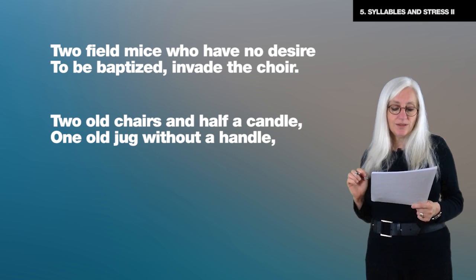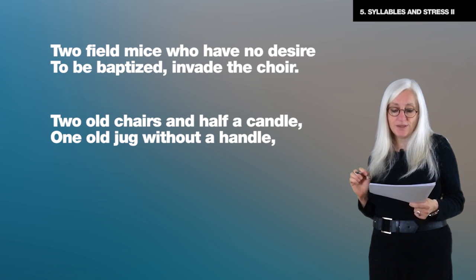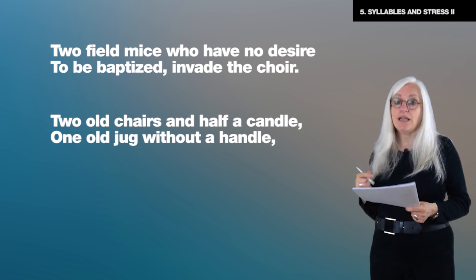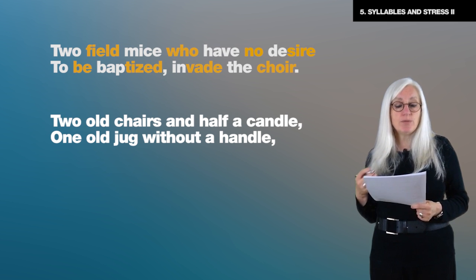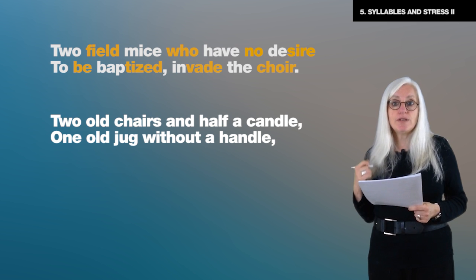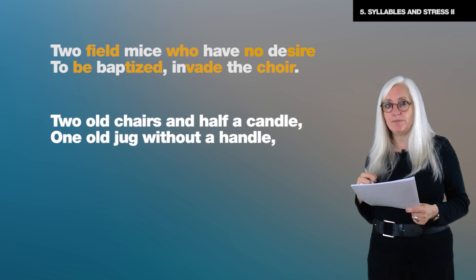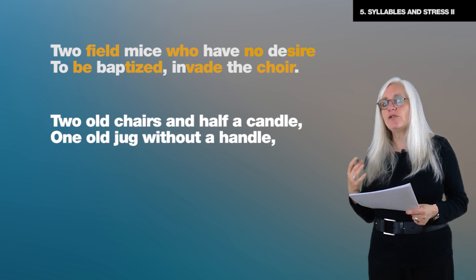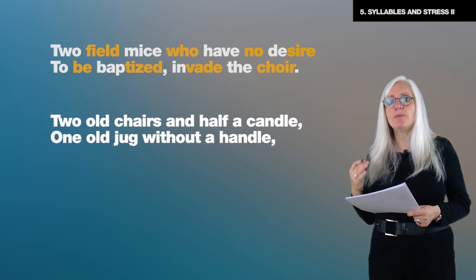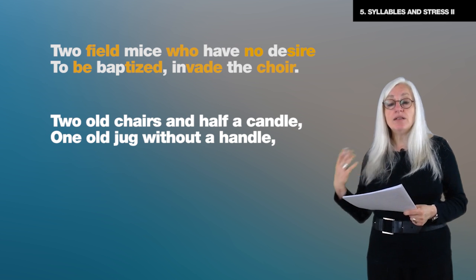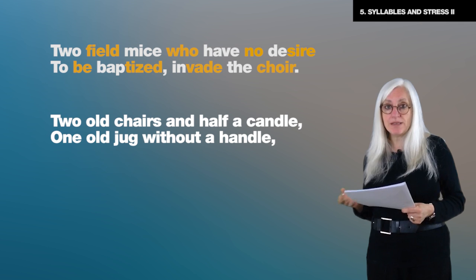The first one comes from John Beckman's Diary of a Church Mouse, and I think I'd read it as 2 field mice who have no desire to be baptised invade the choir. 2 field mice who have no desire to be baptised invade the choir. There's an underlying iambic meter there.